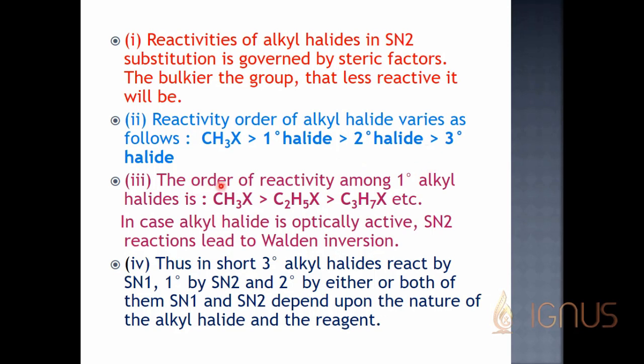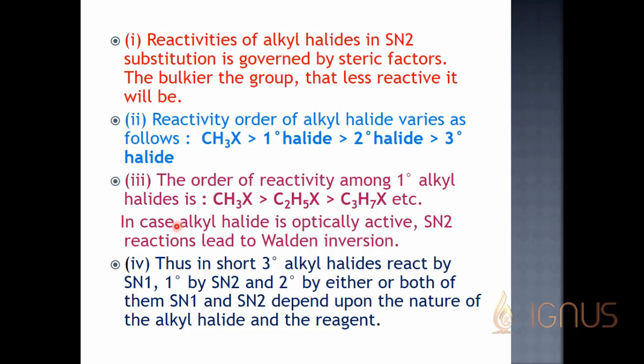The order of reactivity among primary alkyl halides is very important. We know that primary halides have a higher tendency to undergo this reaction. But we can have several types of primary halides. Always, CH3X with less steric hindrance will undergo this reaction more readily. CH3X has a higher tendency than C2H5X, then C3H7X.